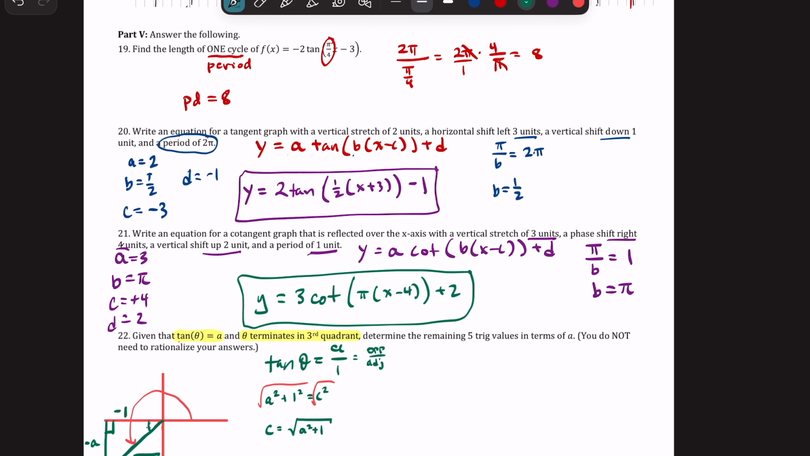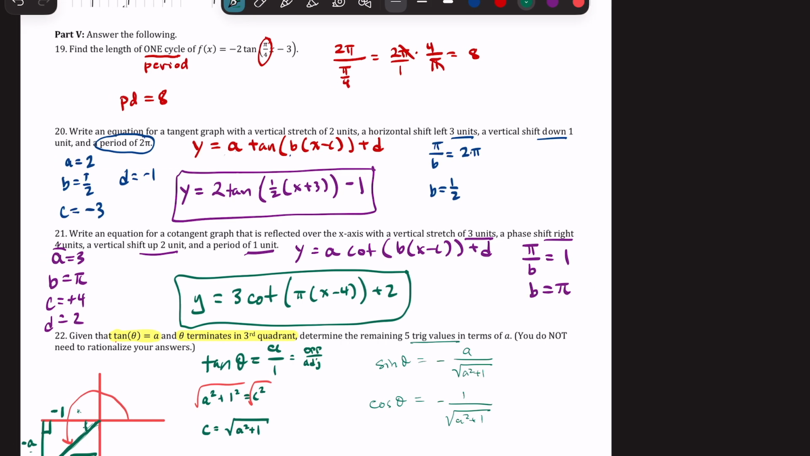And it's going to be positive because the radius, when we do these, is always going to have a positive value. All right, so it wants me to find the other 5 trig. So sine theta, well, sine theta is opposite over hypotenuse. Negative a over the square root of a squared plus 1. Cosine theta is adjacent over hypotenuse. So negative 1 over the square root of a squared plus 1.